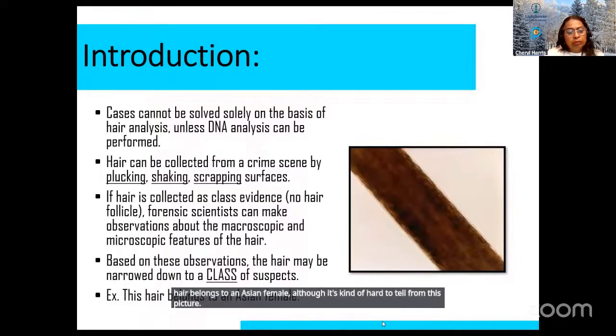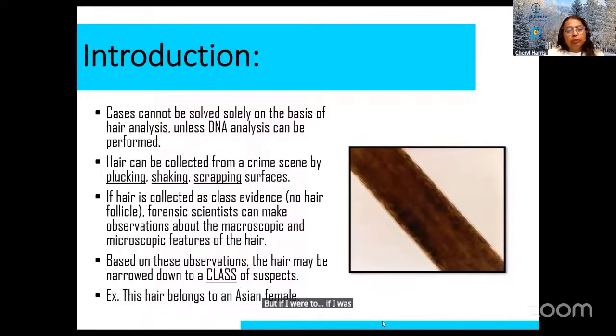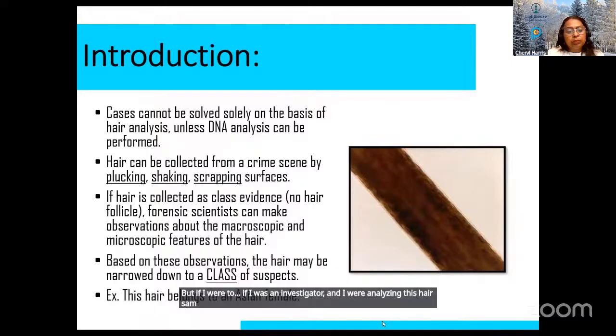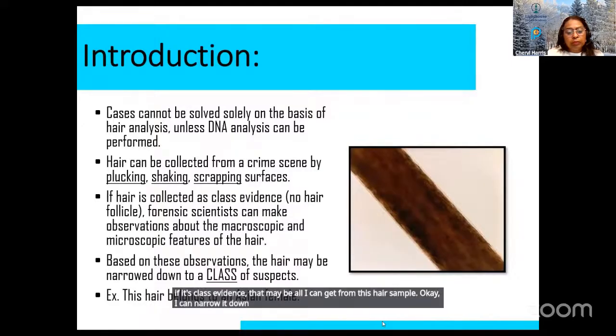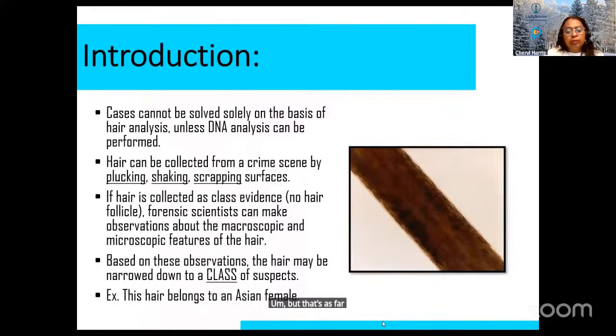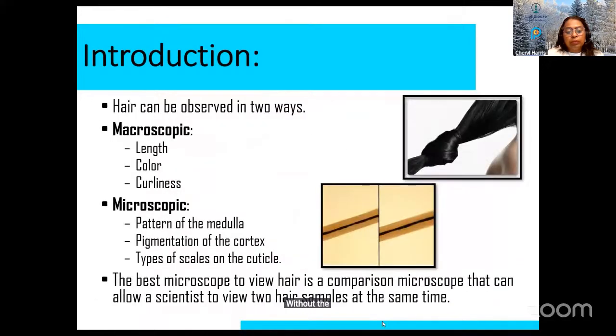But if I was an investigator analyzing this hair sample, if it's class evidence, that may be all I can get from this hair sample. I can narrow it down to a group of people, say Asian females, but that's as far as I can go without the follicle or the DNA. So hair can be observed either macroscopically, which is with the naked eye. These are things that we can notice about a hair sample without the aid of a microscope.